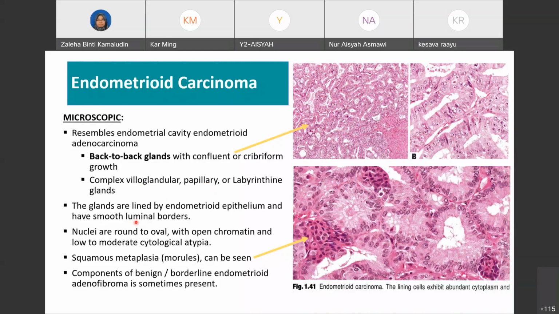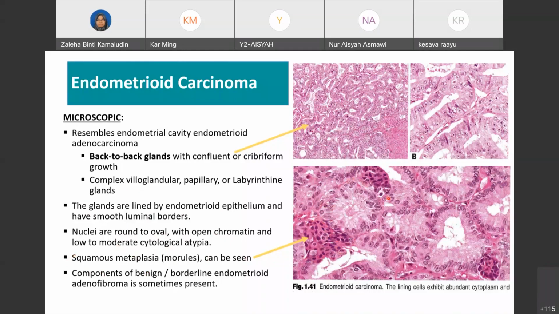So in this endometrioid carcinoma, the glands are lined by endometrial epithelium with a smooth luminal border. In terms of nuclear features, they are round to oval with open chromatin and have low to moderate cytologic atypia. And an important clue in endometrioid carcinoma is the presence of squamous metaplasia. This is an example of the squamous metaplasia.